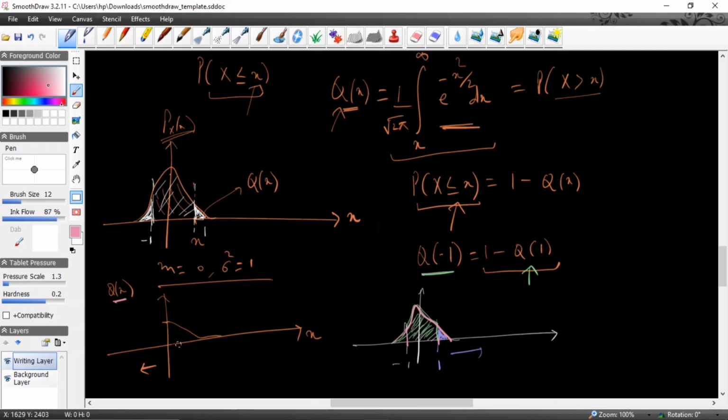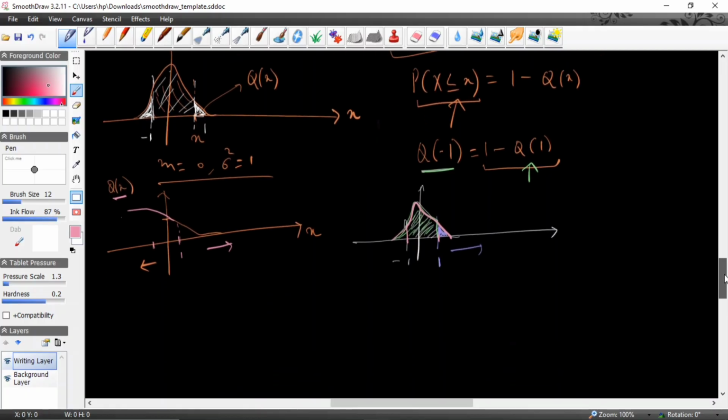Suppose for x equal to 1, there is some value. Then for x equal to minus 1, it is simply 1 minus Q of 1. And as your x goes to infinity, your Q of x tends to 0. So definitely when x goes to minus infinity, it will go to 1. So it is basically a function like this, the Q function.